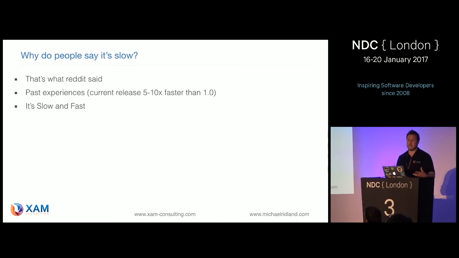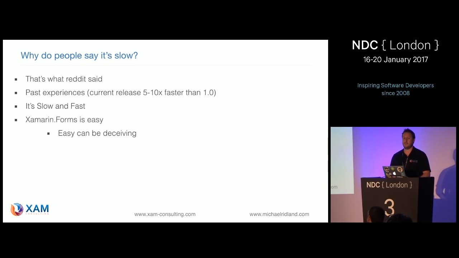So just to understand, there are areas that you can go towards that are actually going to give you a better performing app. And Xamarin.Forms is easy, but easy can be deceiving. It's easy to go in and download Xamarin and start using a Xamarin.Forms application. And it feels like a WPF application, so you're going to do lots of nesting and add lots of UI elements. But you're still on a phone with limited resources.